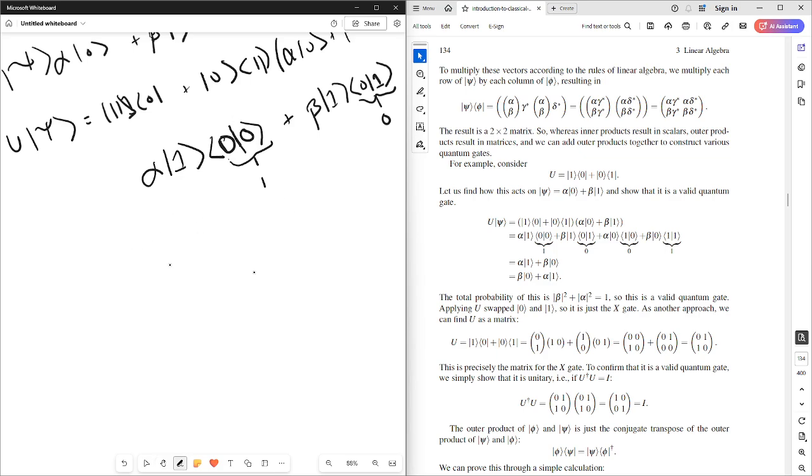So plus, now let's bring this other part over. Alpha ket 0 times the inner product of 1 and 0, which is again 0, plus beta.